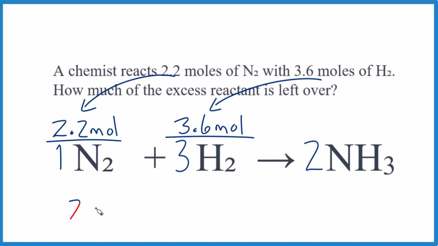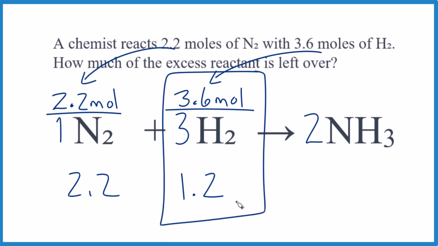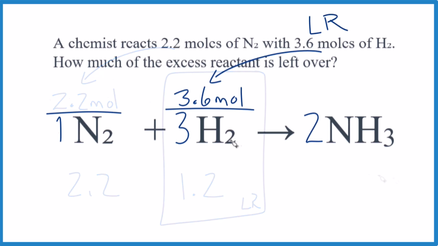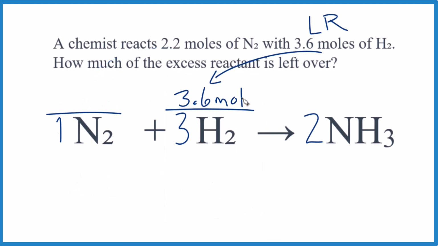2.2 over 1, 3.6 over 3. This is less, so this is the limiting reactant. So for now, let's forget about these numbers. And what we're going to do is say, if we have this many moles of the limiting reactant, how much of the one that's in excess here, the N2, are we going to use?